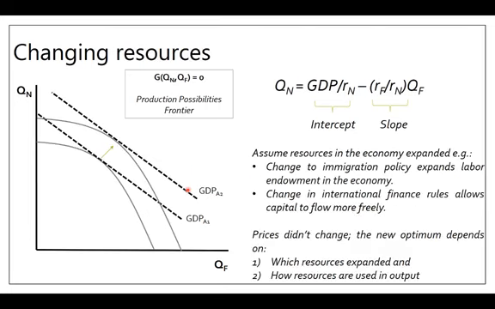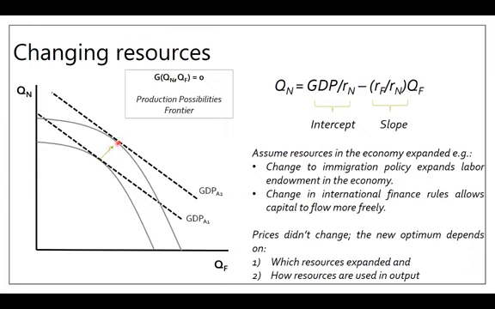And then finally, it's not just prices that can change, but resources can adjust. So you'll see here GDP-A1, the original solution to the problem, versus GDP-A2. Well, there's some resource change in the economy. Maybe there's an immigration policy that expands the labor that's available, or maybe there's some financial rules that allow capital to flow more freely into a country. The prices didn't change, so we would tend to think that the slope of the GDP line has to stay the same.